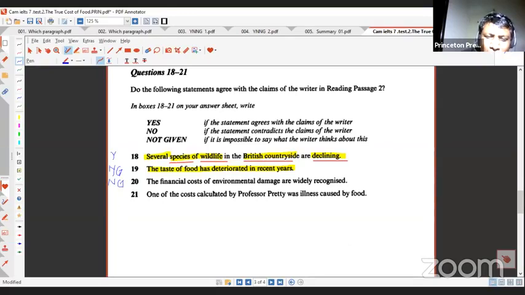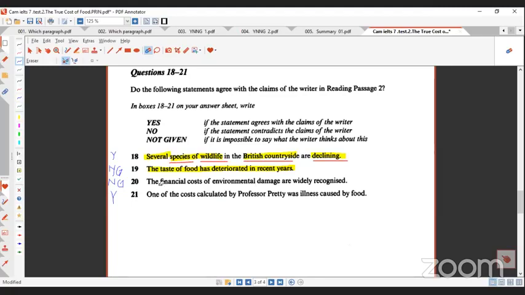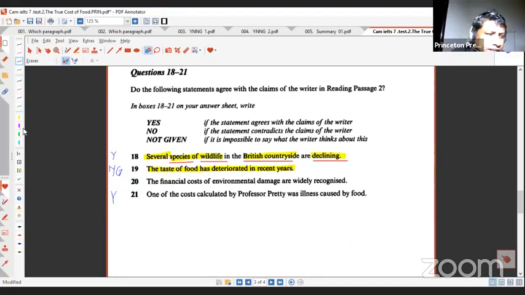One of the costs calculated was illness caused by one of the costs. I think this is true because, oh no, we need to have at least one false. I think one should be false. I think this is yes. Let's make one no. Which one is no? 19, widely recognized? I think this is no. Okay, we'll check it out later on.